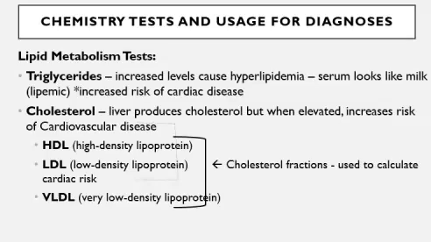Now let's talk about some of those lipid and cholesterol tests a little bit more in detail. Our triglyceride test can help measure if there's an increased risk of cardiac disease. Increased levels of triglycerides can be caused by hyperlipidemia. This can be so severe that sometimes the serum of our blood can even look like milk, or lipemic.